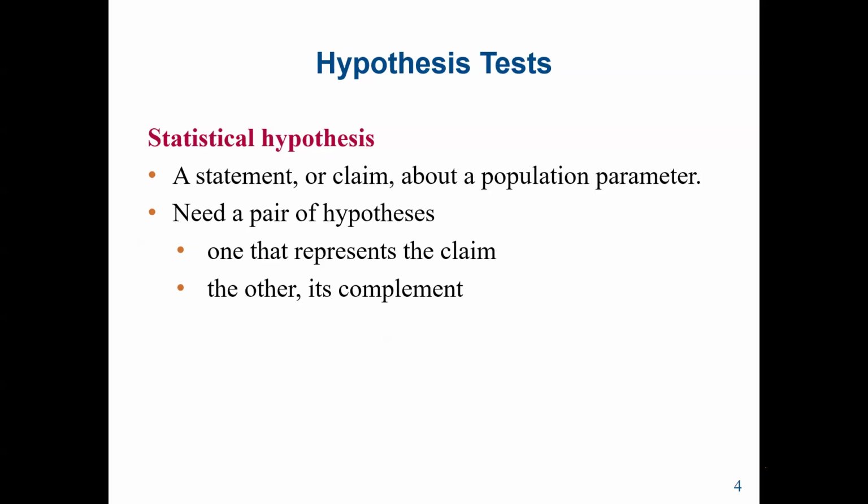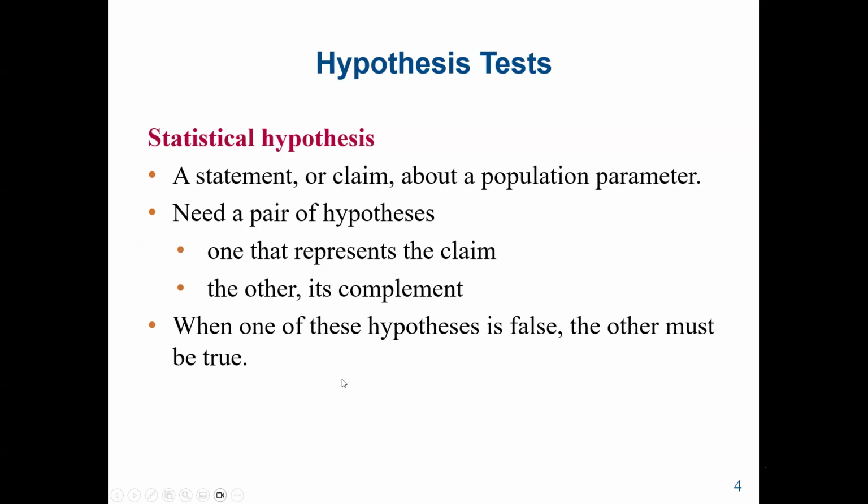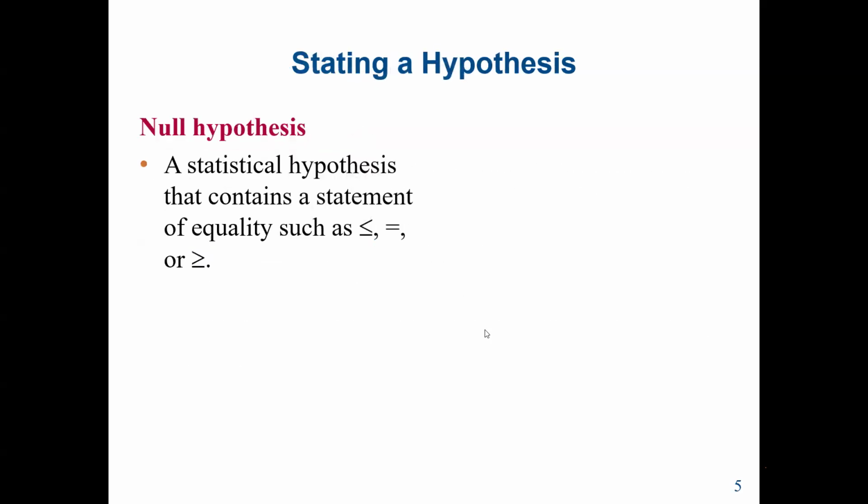So both the claim, or let's say the null hypothesis, and the alternative hypothesis cannot agree. They always have to go against each other. So that's what we are saying here. When one of these hypotheses is false, the other must be true. So this is the null hypothesis. The symbols we can use here: less than or equal, equal, or greater than or equal.